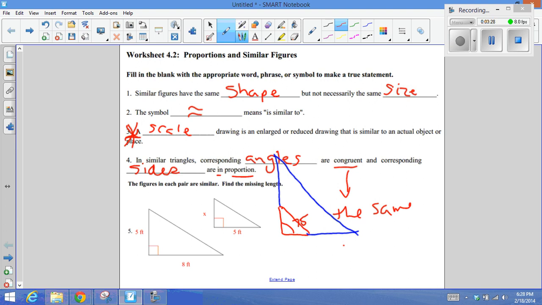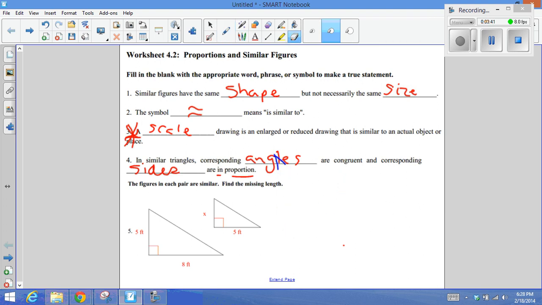So, similar triangles, and this is true for rectangles as well, have corresponding angles that are congruent, but the corresponding sides, they're not congruent. Now, congruent means the same. And I can tell by looking here that this is not the same length as this. One's longer than the other. But they are proportional. And that's important because we've talked about proportions and how we can use proportions to solve things. So it's really important to remember that they're proportional.